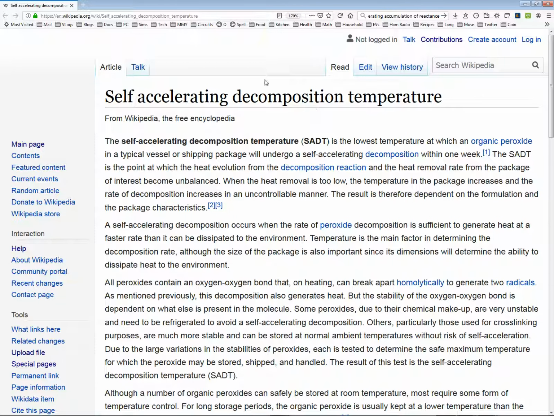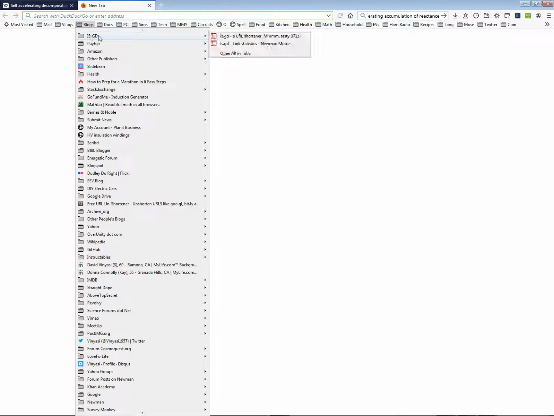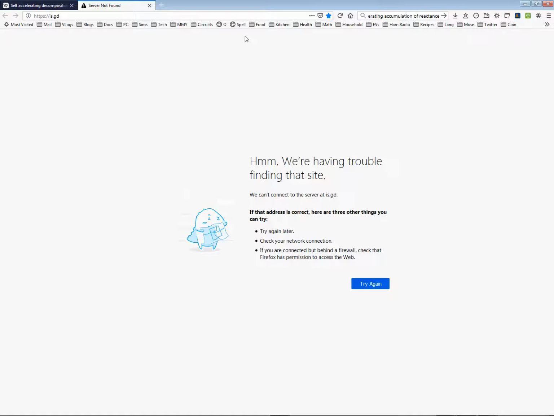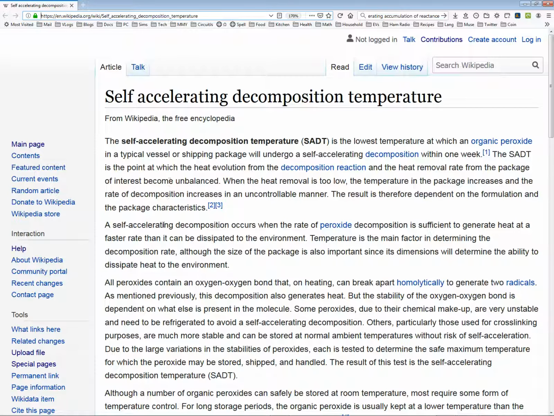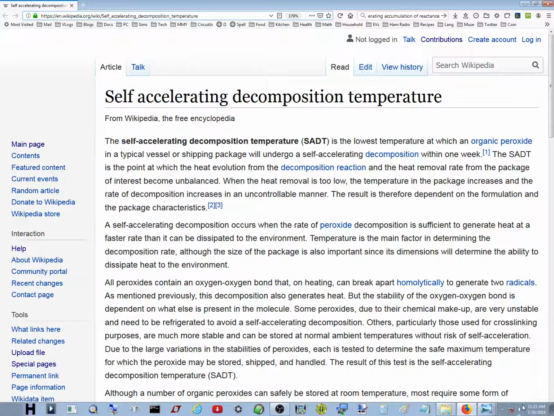Let's see. Let's get a shortcut link fabricated so that you can easily look it up. Oh, I'm not on the internet. Sorry, no can do. You'll just have to look up self-accelerating decomposition temperature on Wikipedia or Google it. Okay, I keep forgetting. When I have to tape, I'm not connected to the internet. I can't do both at the same time. My computer's limited.